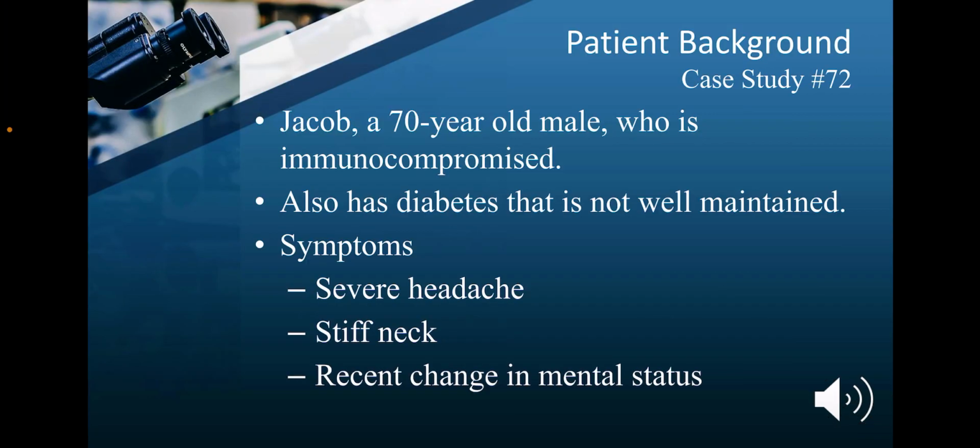Jacob, who is my patient, is a 70-year-old male who is immunocompromised, which is a weak immune system, and has chronic diabetes that is not well maintained. A chronic disease that is not well maintained means that the target glucose levels are not achieved. If poorly managed, it can lead to serious long-term complications. He had a stiff neck, severe headache, and recent changed mental status.